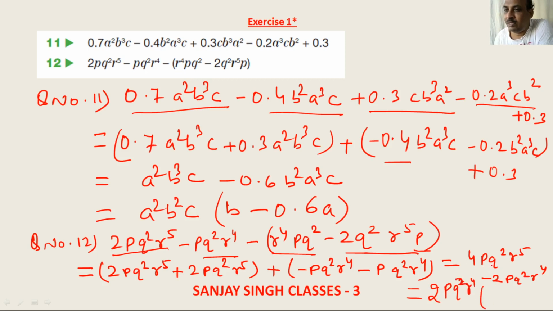Then here what do we have to multiply? 2 into r, 2r. So 2 into 2, 4, r to the power 4 into r will become r to the power 5, and here pq square r to the power 4, so it is minus 1 only. So 2pq square r to the power 4 into 2r minus 1 will be the answer.